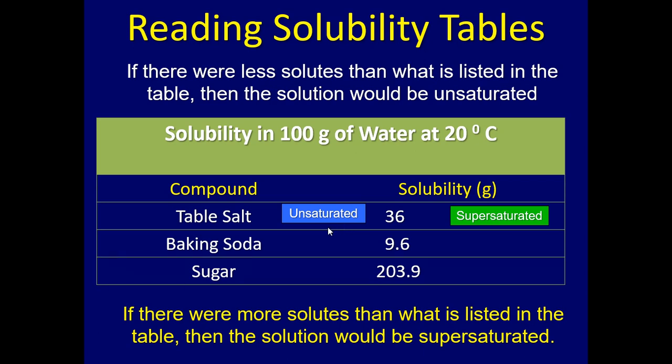What type of solution would be formed if 32 grams of salt was dissolved in 100 grams of water at 20 degrees Celsius? It would be unsaturated. If you were asked what type of solution would be formed if 40 grams of salt was dissolved in 100 grams of water at 20 degrees Celsius, it would be supersaturated. So that's how we read a table. If the amount given is less than the amount listed in the table, it's unsaturated. If the amount given is more than the amount in the table, it's supersaturated. If the amount is equal to the amount in the table, then it's saturated.